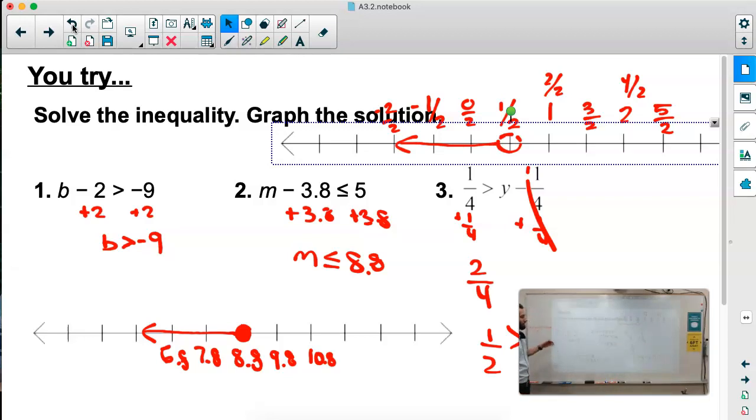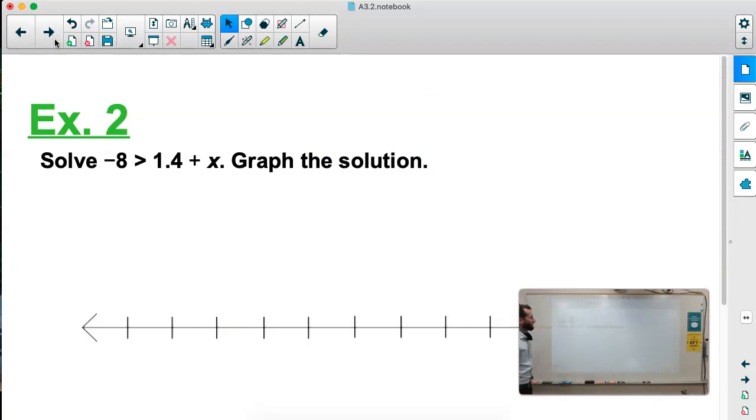Okay, so as we graph some of these, just some helpful hints for you. So this one, again, very similar. We're going to subtract 1.4 from both sides. Be careful about your adding and subtracting here when they're both negative. This means you have a large negative number. It's getting bigger, more negative.